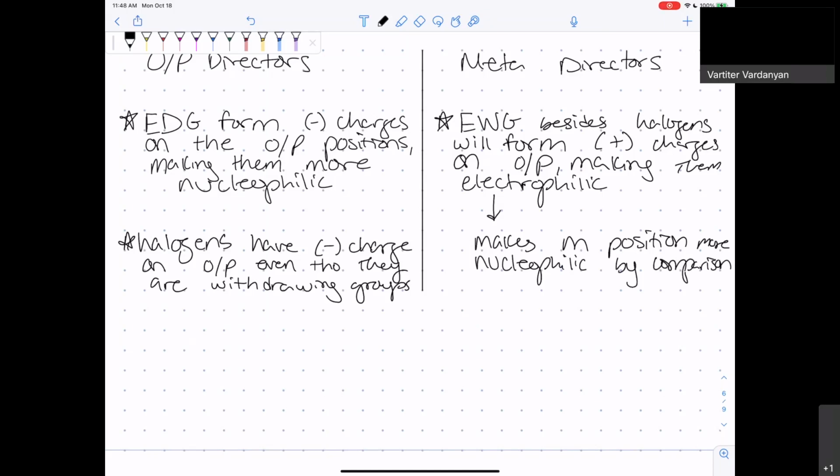And I will give you a minute to write this stuff down and everything. Electron withdrawing groups besides halogens, yeah. There's such little care for my writing and spelling, so I apologize if you can't read anything. Anyway, I'll leave this up for another second. Show you an example. We have 2 minutes. Fine. Yes.